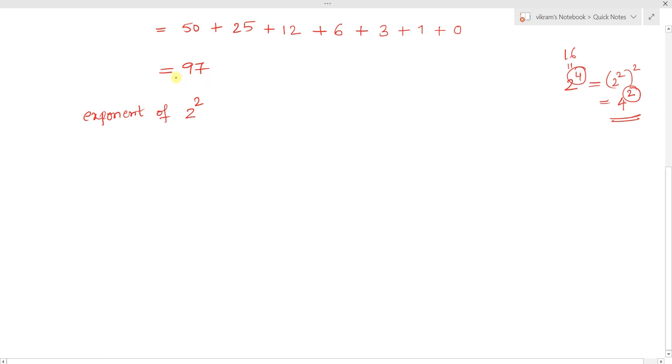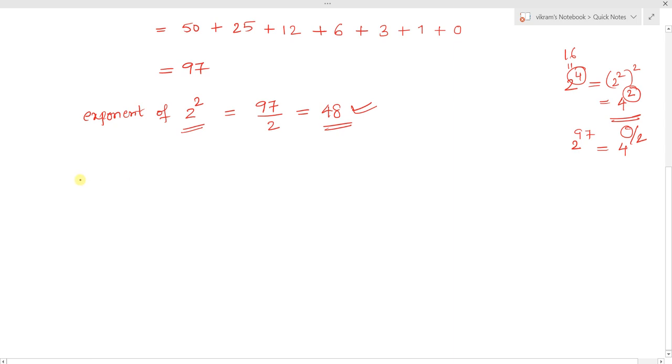So the exponent of 2 is 2 power 97. To obtain it in terms of 4, the power has to be divided by 2. So the exponent of 2 square is obtained by 97 by 2. We obtain 48 point something, but we need the greatest integer, so we obtain 48. Then the exponent of 2 square in 100 factorial is 48.